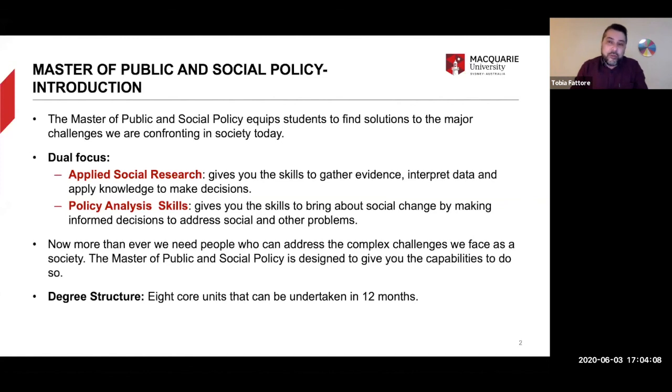But the staff who teach into the Master of Public and Social Policy all have policy expertise, and they come from a range of academic and also industry backgrounds. And this really informs the degree program.